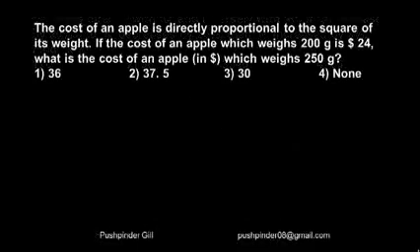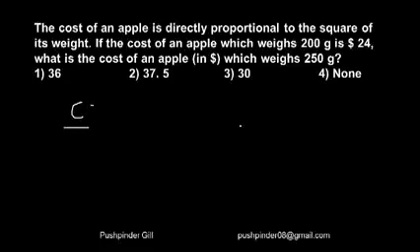So let's go ahead and move forward and see a different question. Now the cost of an apple is directly proportional to the square of its weight. So that means the division is constant: cost divided by the square of the weight is a constant.